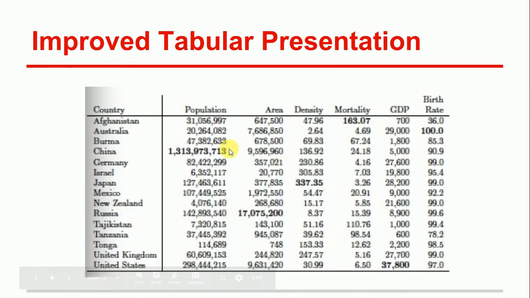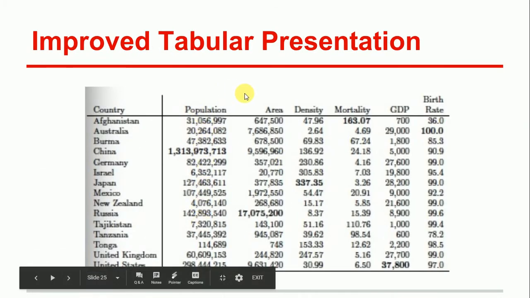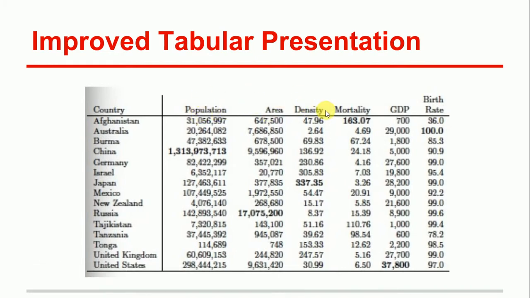So let's look over here. Notice the first thing, all of them are right aligned. So you have population, area, density coming together. Then you have mortality, GDP, and then birth rate. Now this gentleman has put it this way because in his eyes, these things are more important.